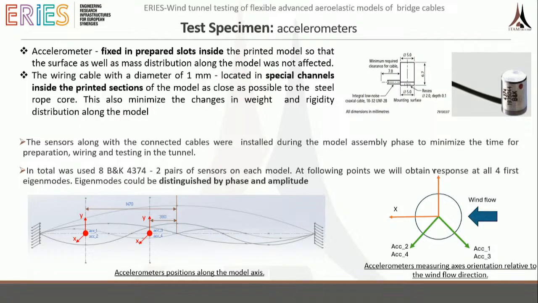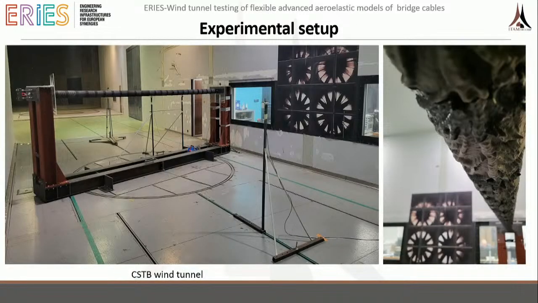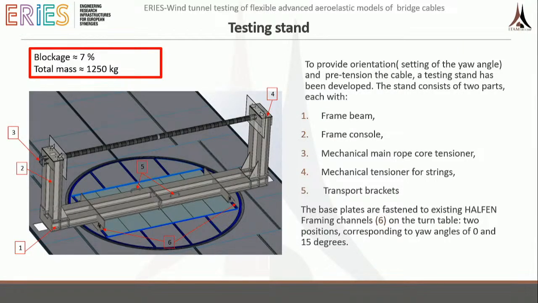In total, there was 8 of them. This is already a look at the experimental setup in the wind tunnel in CSTB. And this is the scheme of the frame which was holding the cable. It was a pretty stiff one, because on this side and this side we could adjust the pretension. The total mass of this was 1 ton and 250 kilograms, not the cable of course, but all together. And the blockage was about 7%.